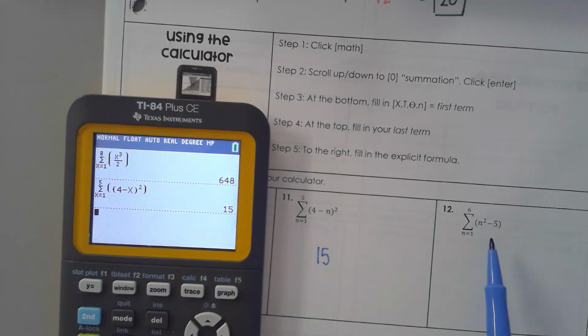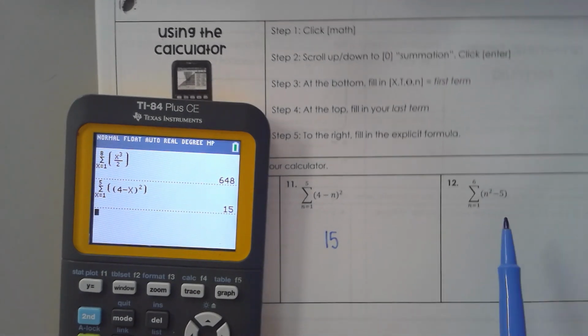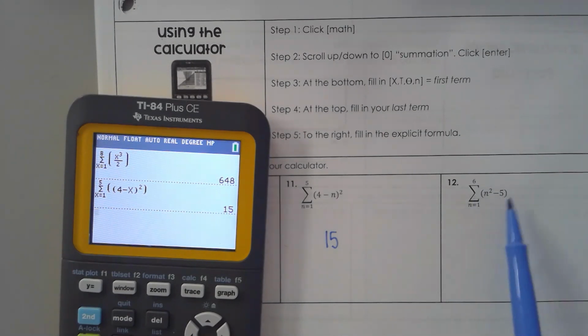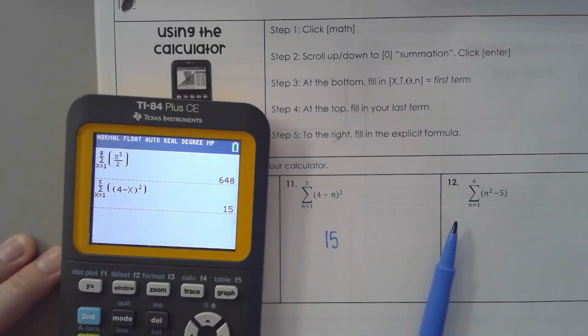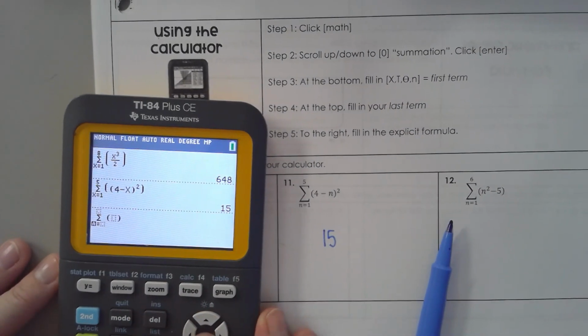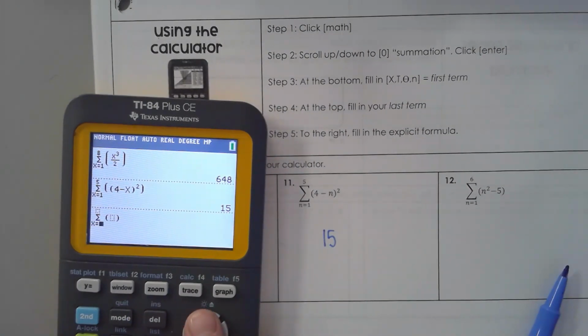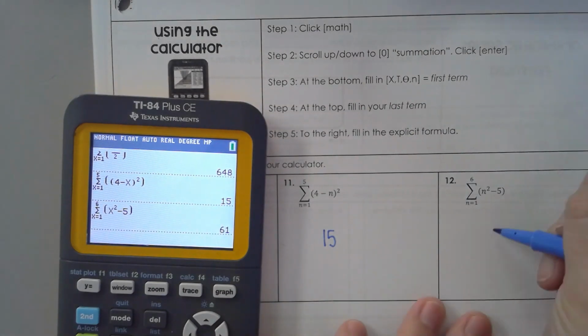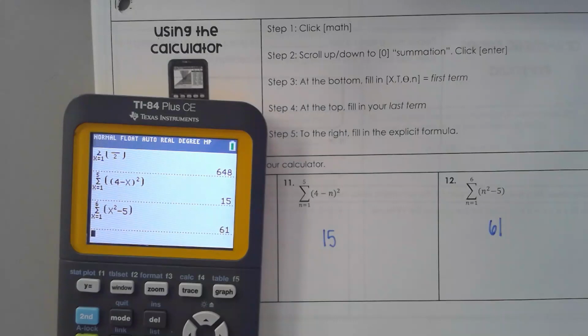Like on number 12, I don't have to add any extra parentheses. You can, but since nothing is really outside of the parentheses, it won't matter. So that's fine, as long as your whole equation is contained in the parentheses. And we get 61 on that one. Are there any questions?